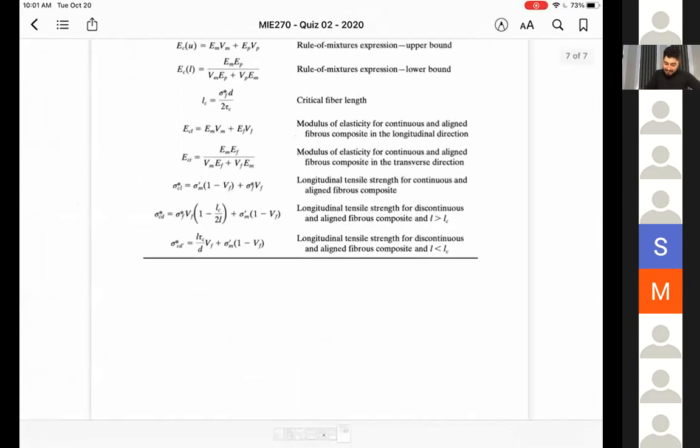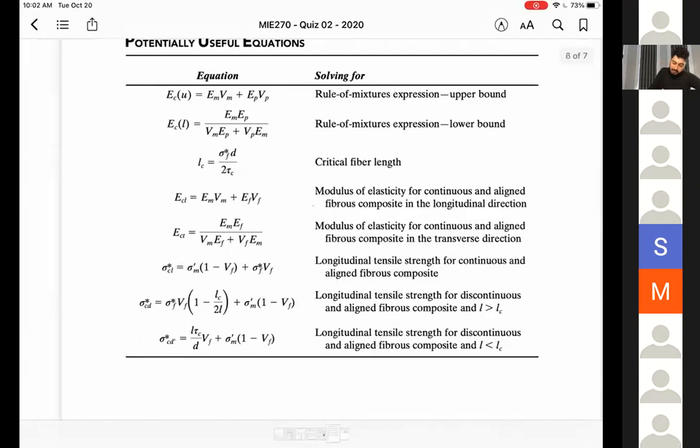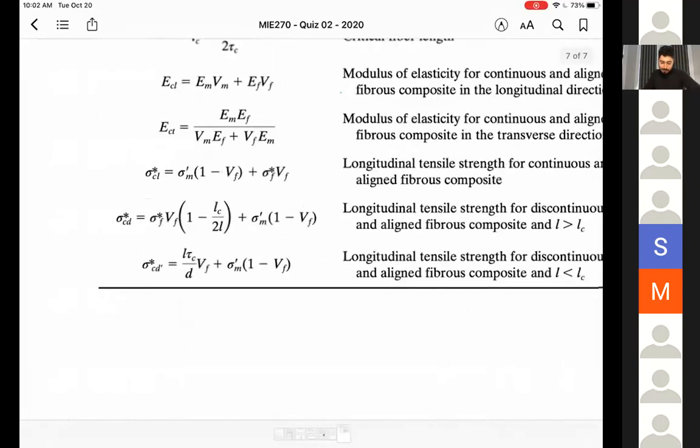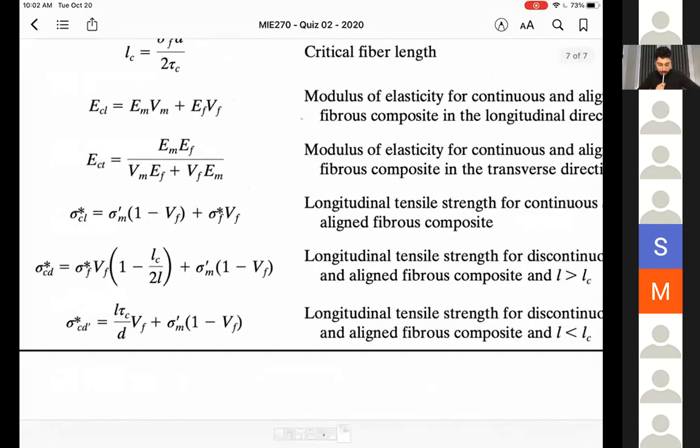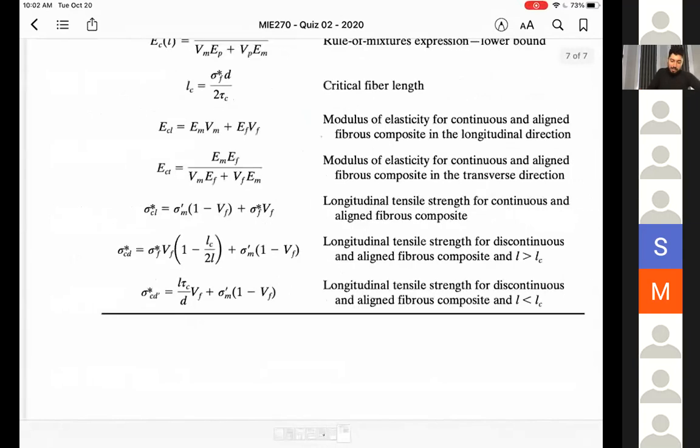Okay. I think, maybe I'm wrong. Which one? That one. Modulus of elasticity for continuous and aligned fibers in the transverse direction. Yes, you can. Absolutely. Okay, let's copy that. I actually don't think that's what I did, to be honest. Oh, no, I did do that. I thought I messed up the solution, but no. I did what I was supposed to do. All right, so let's use that equation.